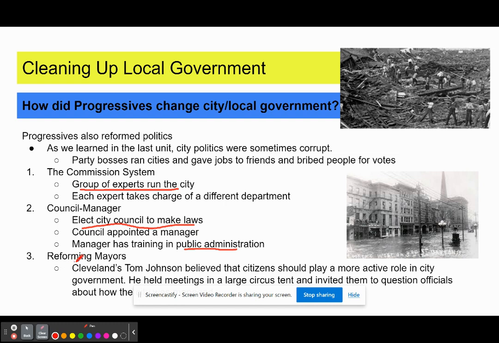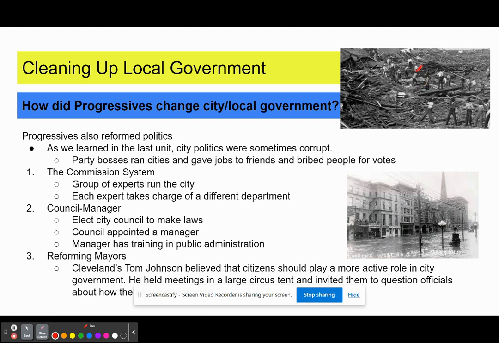And then we also had reforming mayors. Cleveland's Tom Johnson, actually, you can see a statue of him down on Public Square, believed that citizens should play a more active role in city government. He held meetings in a large circus tent and invited people to come in and question officials on how they were running the city. So he encouraged people to actually get involved in politics.